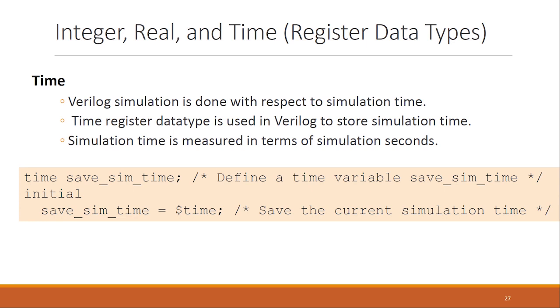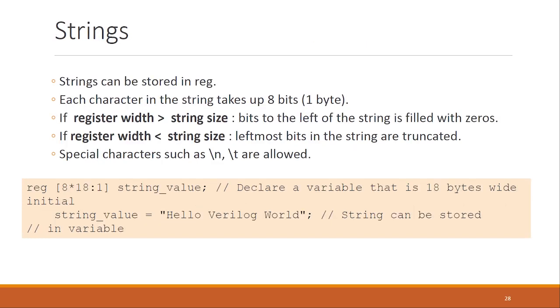Simulation time is measured in terms of simulation seconds. Now there's an example given for this as well. Time save_sim_time. So save_sim_time is the identifier we are using, and for save_sim_time we are assigning the current simulation time by using this syntax $time. This $time is a special keyword that you can use in Verilog to get the current simulation time. Maybe we'll look at it later. So that's about the time data type.